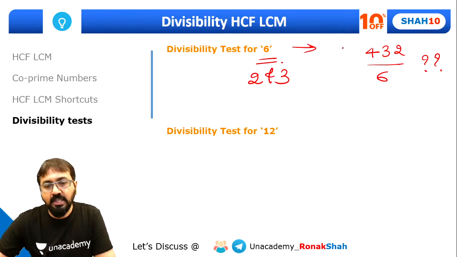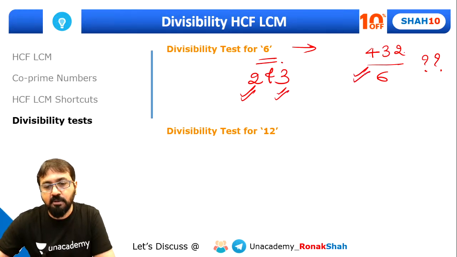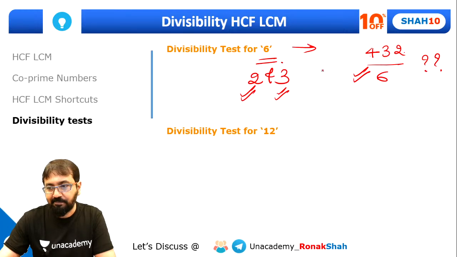So 432 is an even number, so it's divisible by 2. 4 plus 3 plus 2 is 9, so it's divisible by 3. So that's why this number will be divisible by 6. Correct, everyone? Have you all understood this?